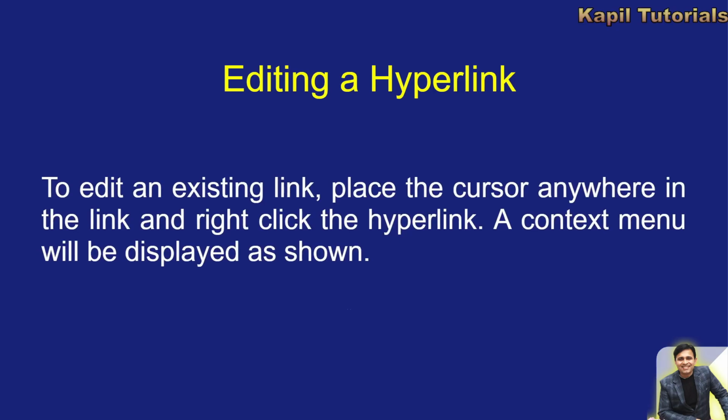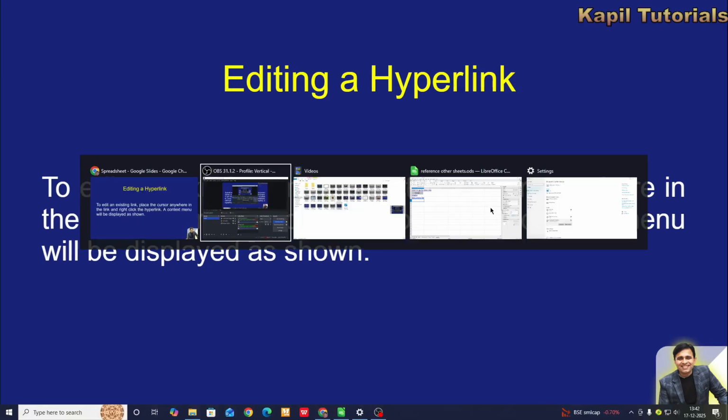I hope you have gone through my tutorial in which I practically explained the difference between relative and absolute hyperlink in OpenOffice. Moreover, OpenOffice and LibreOffice are the same. To edit an existing link, place the cursor anywhere in the link and right click the hyperlink. A context menu will be displayed as shown. So practically I'll explain it to you.